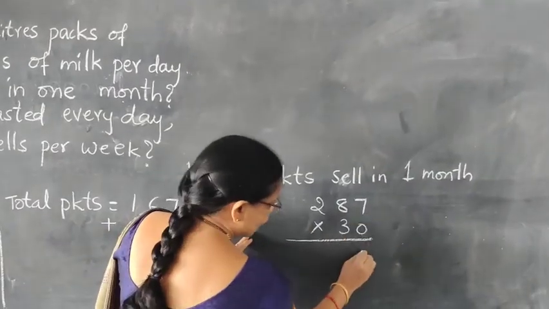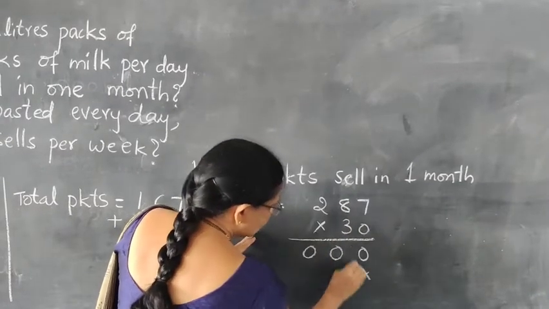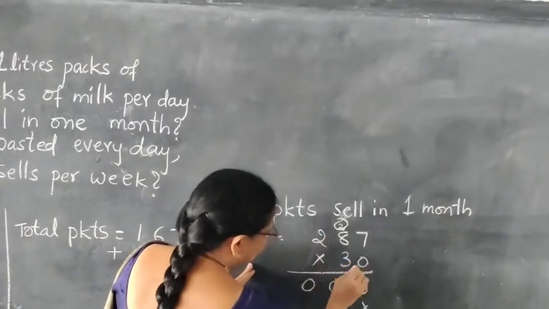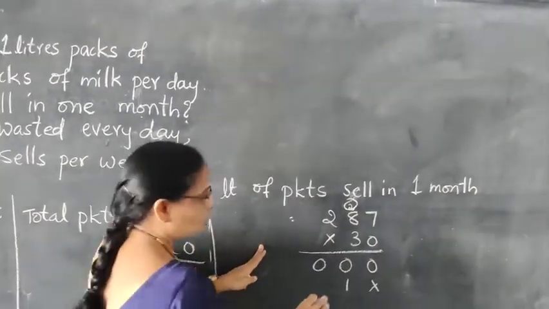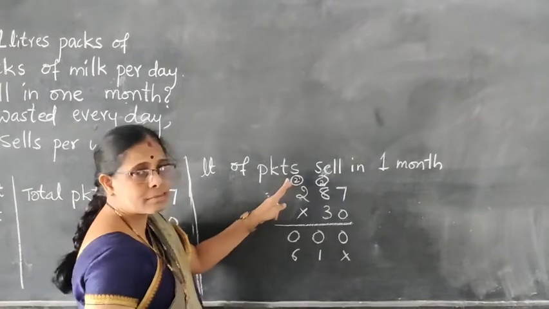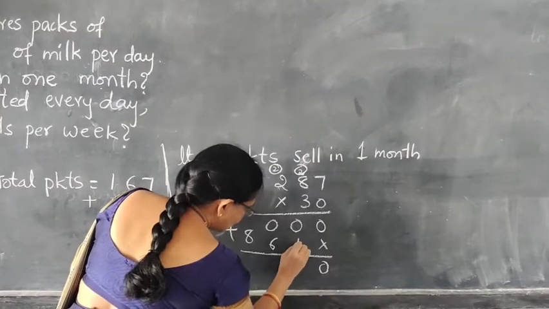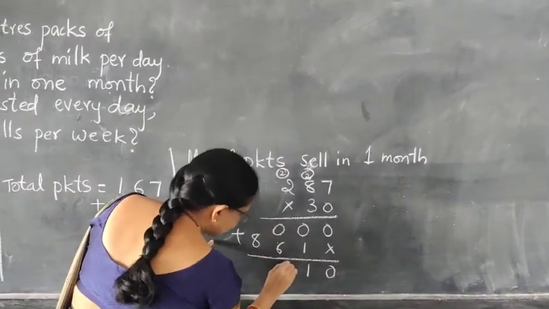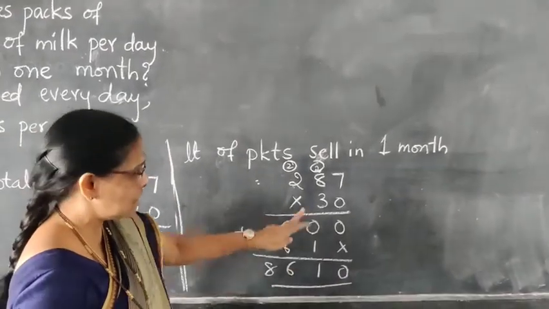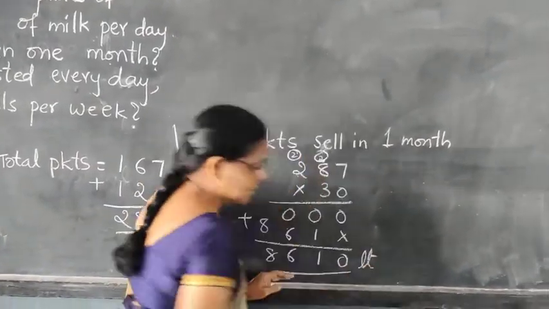So 0 into 7, 0; 0 into 8, 0; 0 into 2, 0. So 3 sevens are 21, 1 here, 2 carry, 3 eights are 24, 24 plus 2, 26, 6 here, 2 carry, 3 twos are 6 plus 2, 8. So in 1 month, how many packets do you sell, children? You sell 8,610 one liter packets in 1 month.